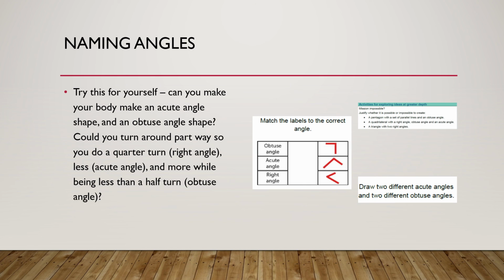And then I want you to do this for the independent task. Match the labels to the correct angle. This one can be a bit small. I'm going to post this on the blog so it's a bit bigger. And I'd like you to draw out two different acute angles and two different obtuse angles. If you have a protractor at home, that's going to really help you and you can try and use it. If you don't, don't worry. I know it's remote learning, so I know not everyone has the resources at home. But if you have one, get it out and it can help you.